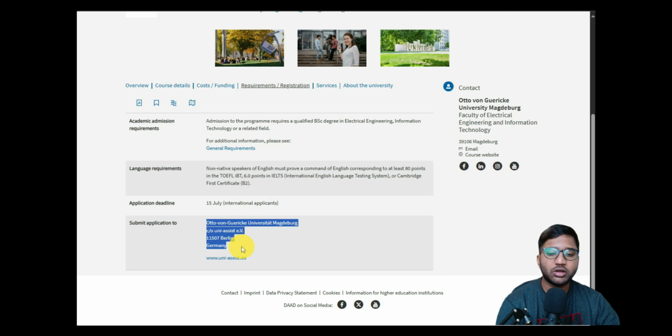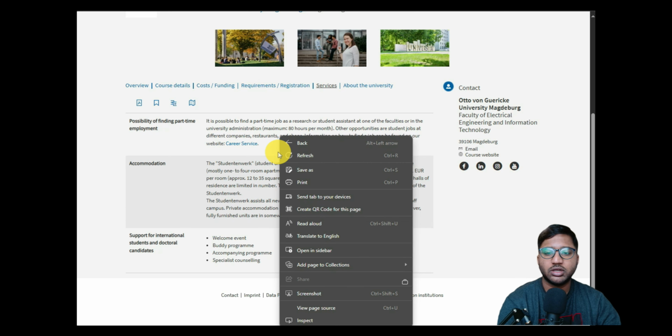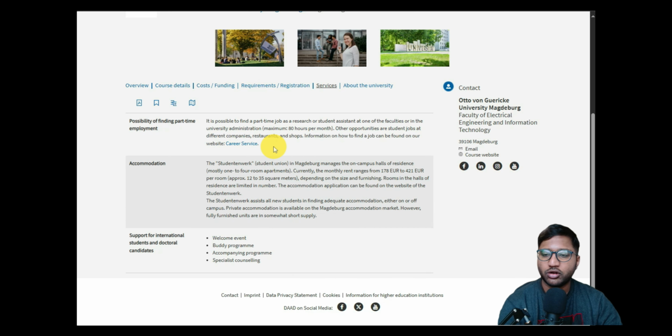These particular documents have to be sent to Otto von Guericke University from their website. You have to send it to OVGU Magdeburg directly. Then we can click on services. They have services like the possibility of finding a part-time job inside the university, such as research assistant, HiWi and other things. You will also get a working student position or research assistant job at nearby institutions like Fraunhofer or Max Planck Institute. You will also have so many companies around it, so you can get a working student job easily.